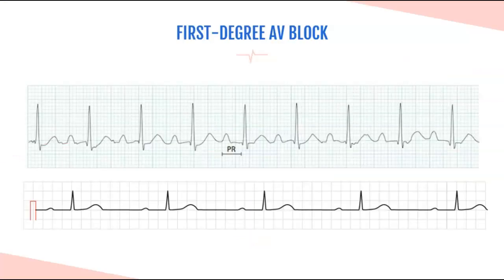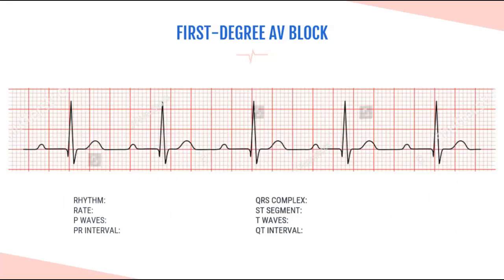With our first-degree AV block, the impulses from the atria are consistently delayed during conduction through the AV node. So it's as if people are walking in a line through the doorway, but each person hesitates before crossing the threshold. It will look like normal sinus rhythm, but the PR interval is longer than normal, so it'll be greater than 0.20 seconds, and it will be consistent.